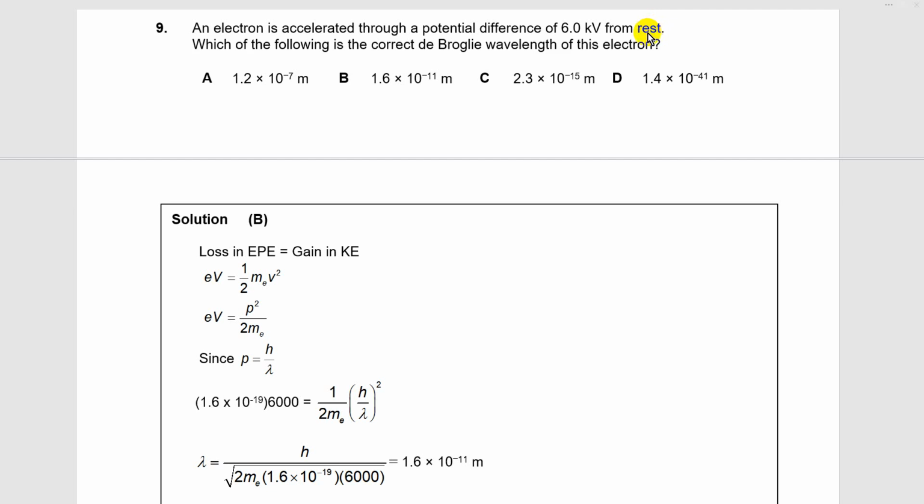Well, the standard way is to apply a voltage. Then the electron will be accelerated by the voltage. That's how we accelerate the electron to some speed, some KE. So once the electron has some speed and some KE, they ask us what is the de Broglie wavelength of this electron.